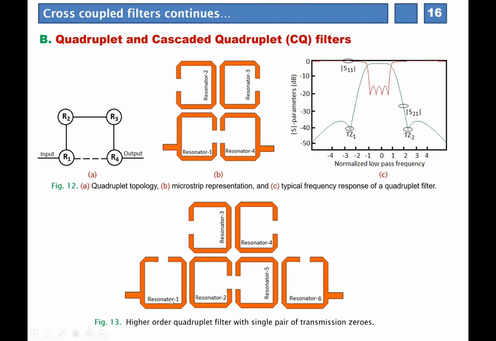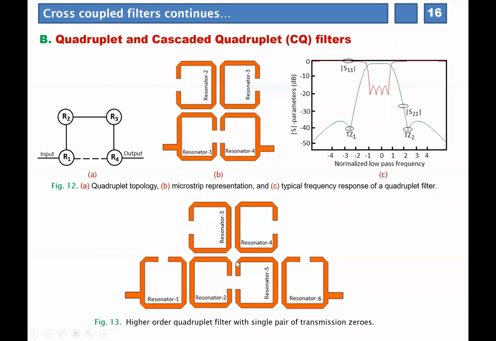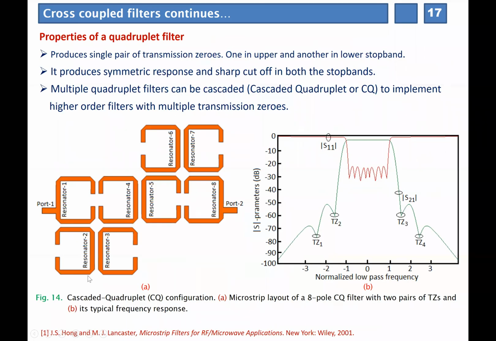So if you simulate the structure in figure 13, you will get 2 transmission zeros due to this quadruplet section, and resonators 1 and 6 will add 2 more poles. So the total number of poles is now 6. So it will have lower loss than the structure shown in figure 14A, but we will have 2 transmission zeros to get a sharper cutoff. So this response of 13 will be in between figure 12 and the filter structure shown in 14.